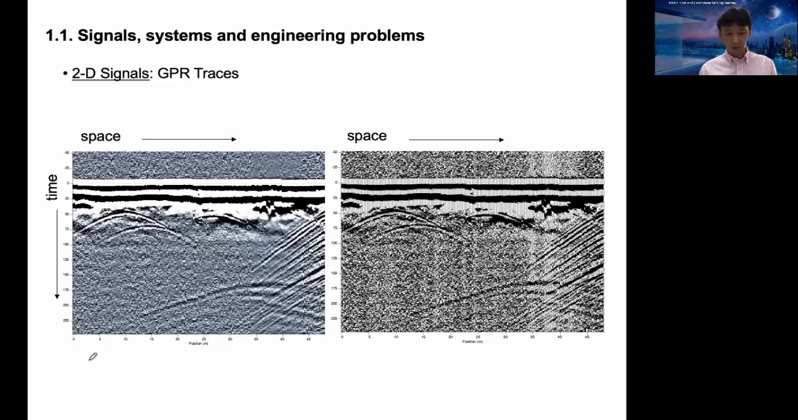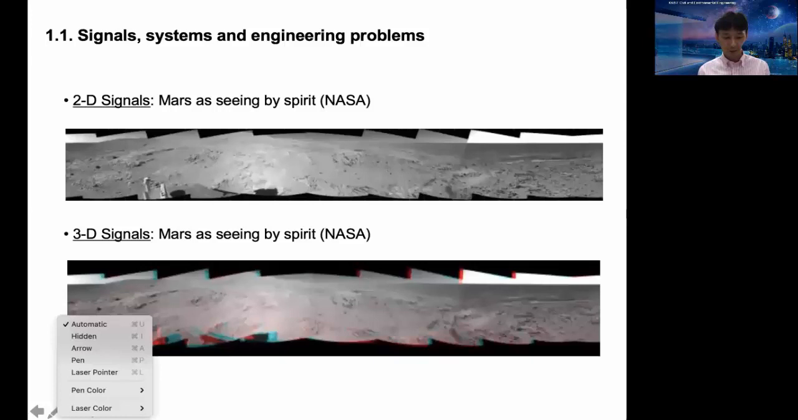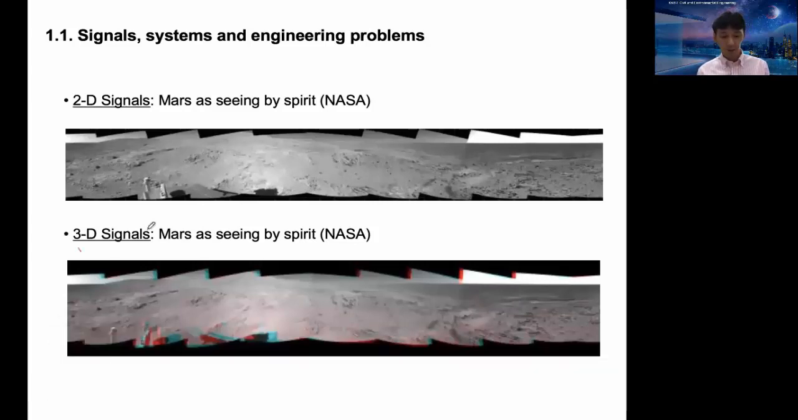So this is the 2D signal. And what about the 3D? A 3D signal contains the data about the elevation, XY, and time maybe. Or it could be XYZ in space.